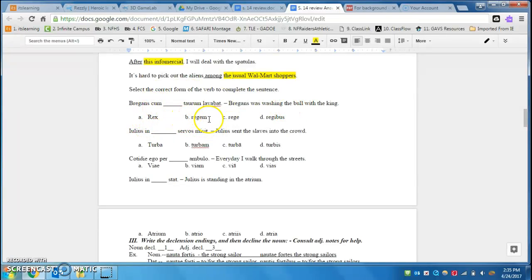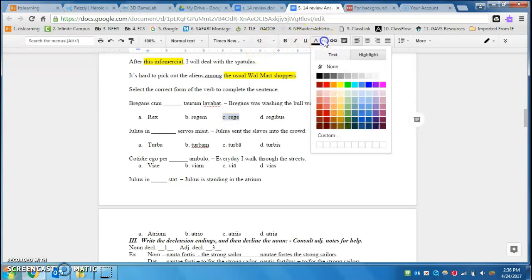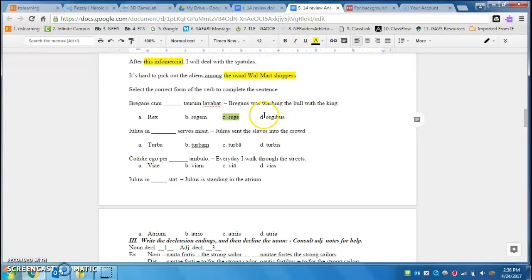We have rex, regum, rege, and regibus. All right, well, we know we need to choose the ablative one, and this is a third declension noun, so we go with rege, E. A is the ablative singular ending, so we're going to go with that. But also, another possible ending could be regibus, because ibus is the ablative plural ending.